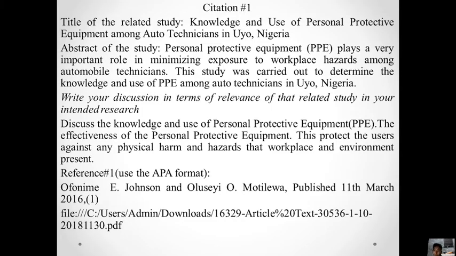Related literature. Citation number one. The first citation I gathered is Knowledge and Use of Personal Protective Equipment among Auto Technicians in Oyo, Nigeria. It discusses the knowledge and use of personal protective equipment and its effectiveness. This protects the users against any physical harm and hazard that the workplace and environment present.